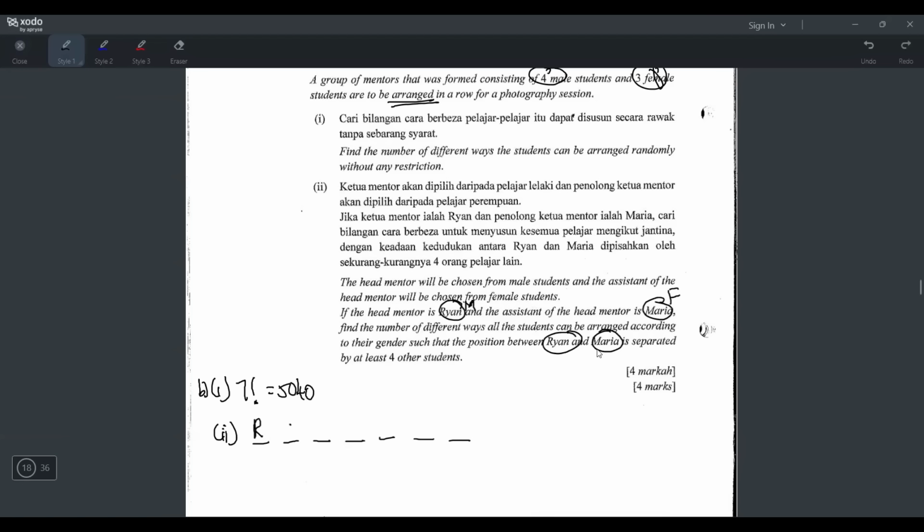Cannot, because I have to at least 4. At least 4 means sekurang-kurangnya 4 students. So it has to be 4 or more students that separate Ryan and Maria. So we will count 1, 2, 3, 4. So the Maria must sit here. Okay, if the Ryan sit here lah.